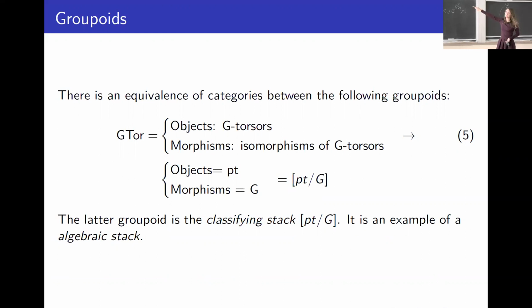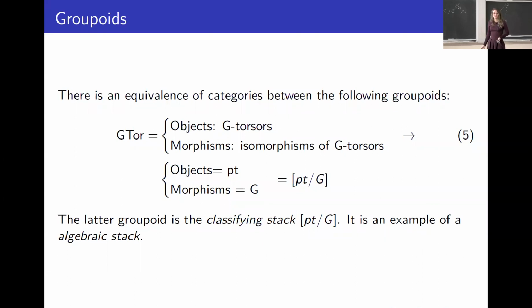It's kind of crazy, right? This first kind of category, this groupoid, has infinite objects and the other one has like one. So it's kind of surprising that those are equivalent. But if you understand this example, you can essentially understand what a stack is. Okay, this latter groupoid with objects in a single point and morphisms G is called the classifying stack of G. It's usually denoted as this quotient point mod G.